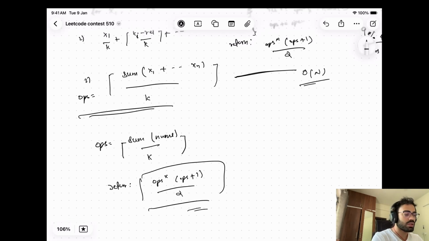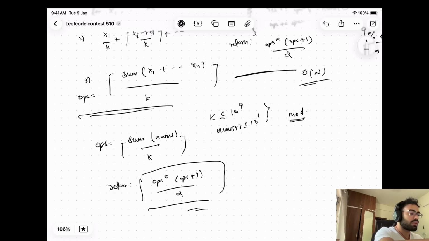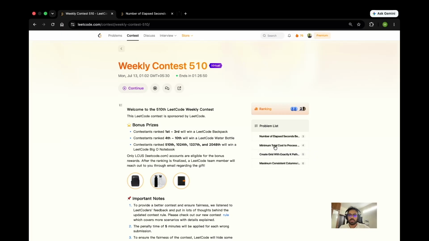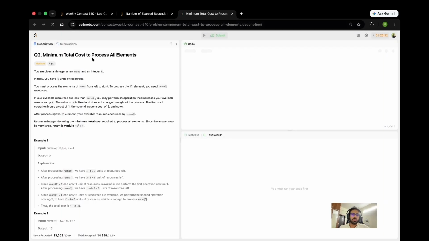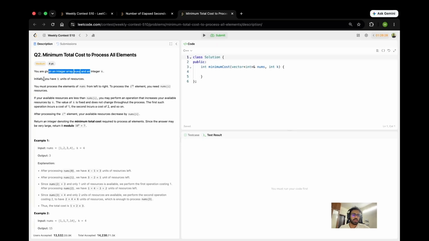Since the range of nums is up to 10 raised to power 5, k and nums of I are less than or equal to 10 raised to power 9, take modulo everywhere. That is the minimum total cost to process all elements. We are given a nums array of integers and k units of resource. You must process the elements of nums from left to right.